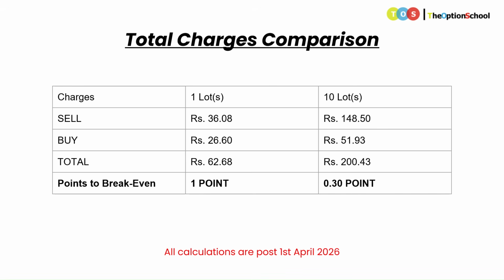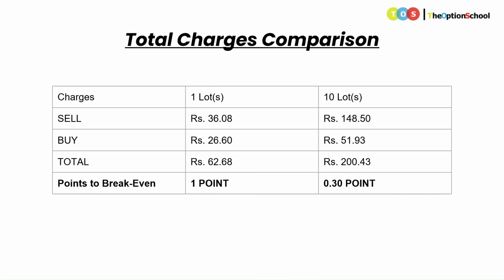So if you sell one lot and buy one lot worth rupees 100, it will be around 62.68. That means 1 rupee per unit. Lot size is 65 approximately. If you do it in 10 lots, the total cost will be 200 rupees, 200.43. So if I divide it by 65, it comes around 0.3 per unit.